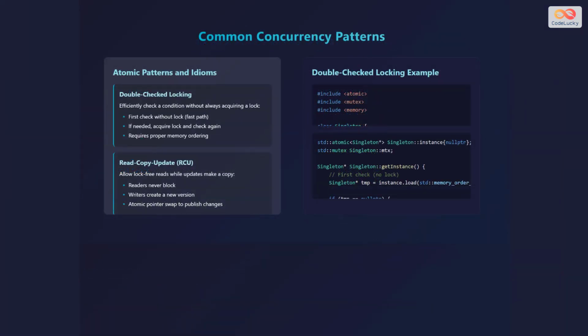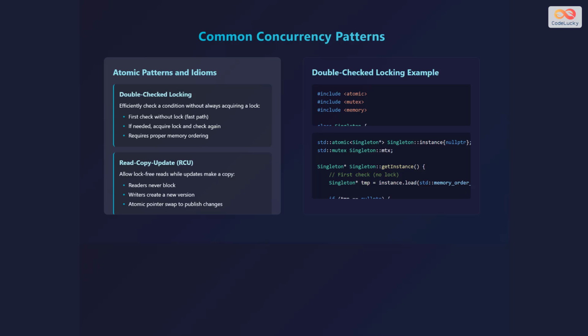There are several common concurrency patterns that leverage atomic operations and memory ordering. Let's explore a few of them. First, we have double-checked locking, which efficiently checks a condition without always acquiring a lock. It performs a first check without a lock for a fast path, and if needed, it acquires a lock and checks again. This requires proper memory ordering to prevent race conditions.